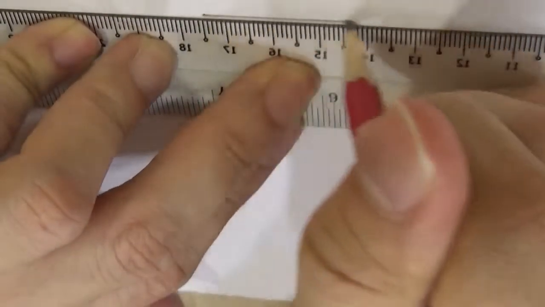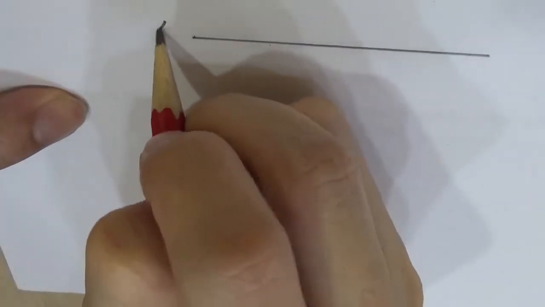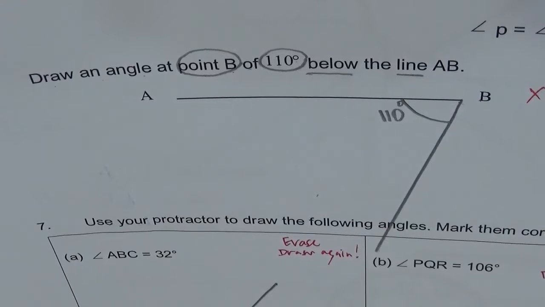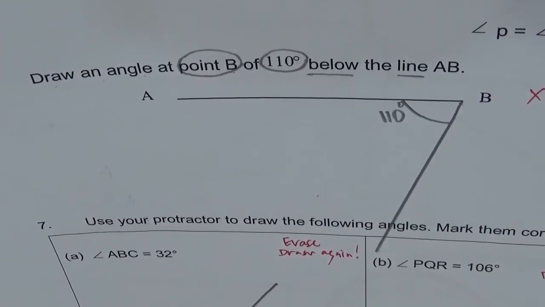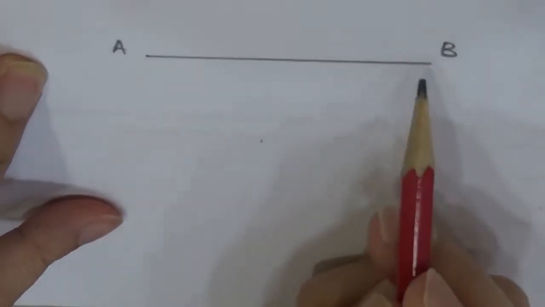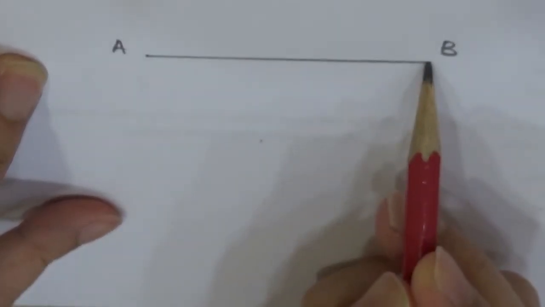So the line that was given is this, okay? And then we call it A here, B here. Now, do you remember, remember to draw it at point B. And it must be what? 110 degrees below, okay? So I can't draw anything above here. Anything above here will be wrong. It must be below here. This kind of question is a very common exam question actually. So I need to draw it below here. And it must start from this point B.